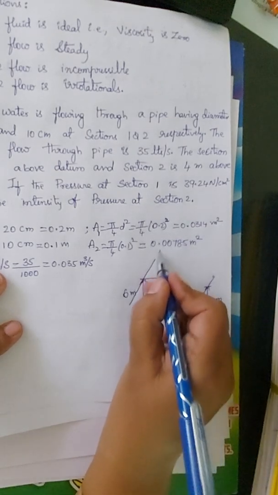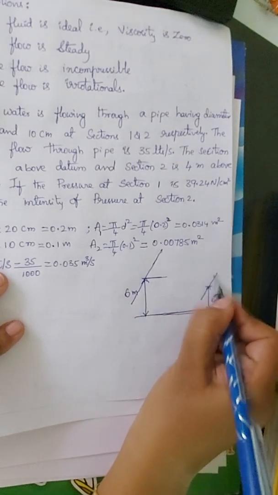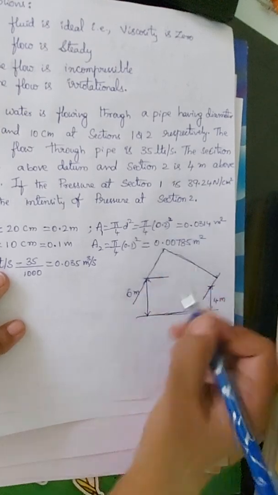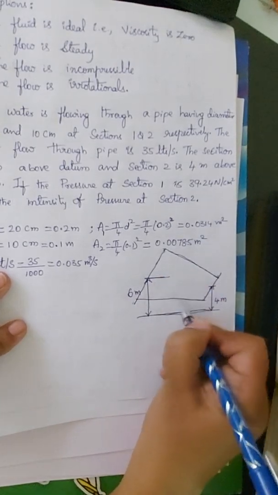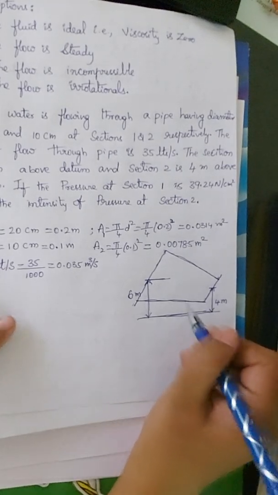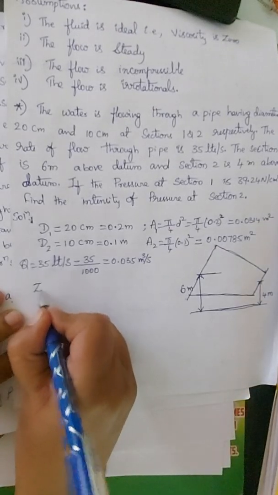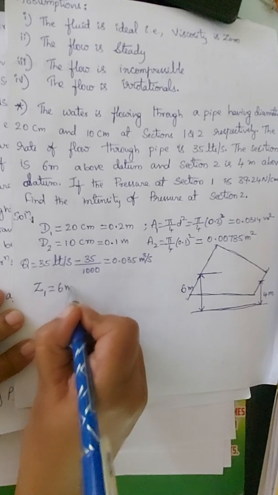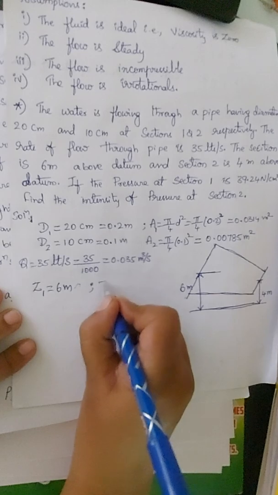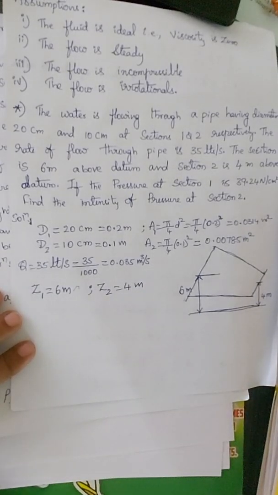If this diameter is 20 centimeters and this is 10 centimeters, it is a tapering section like this. That means Z1 is measured from the datum line, as we have discussed. Z1 is equal to 6 meters and Z2 is equal to 4 meters.